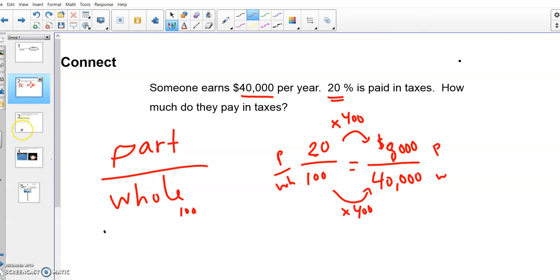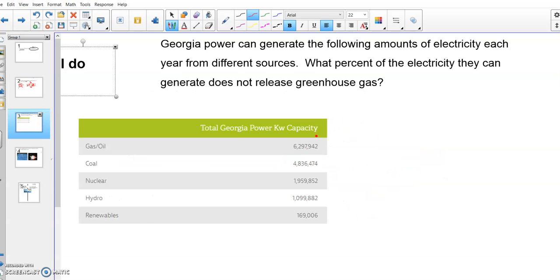This one I saved for I do because there's a lot to do with it. So here we go. Georgia Power can generate the following amounts of electricity each year from different sources. What percent of that electricity does not release greenhouse gas? Well, if you'll remember back, I don't know why they separated hydro and renewables, because hydro is a type of renewable. But obviously those two would not release greenhouse gas.